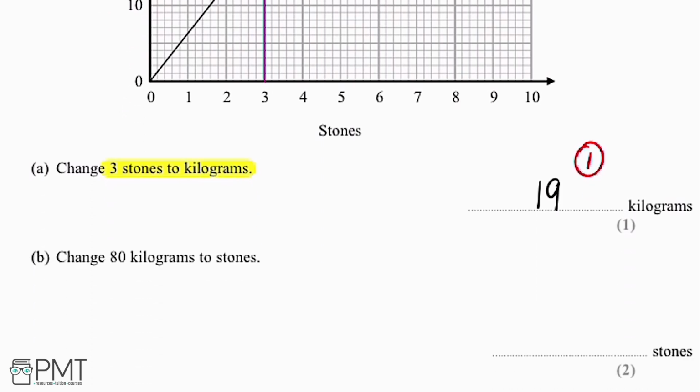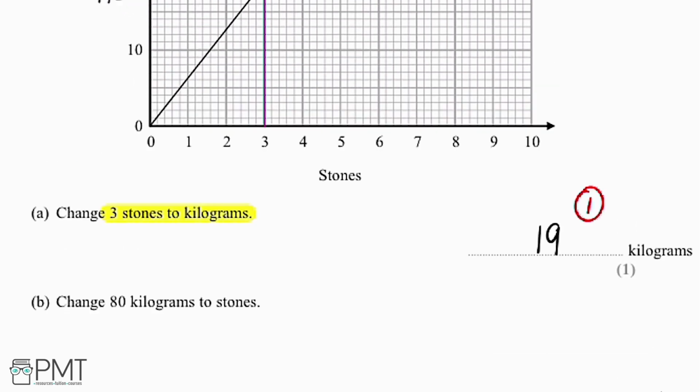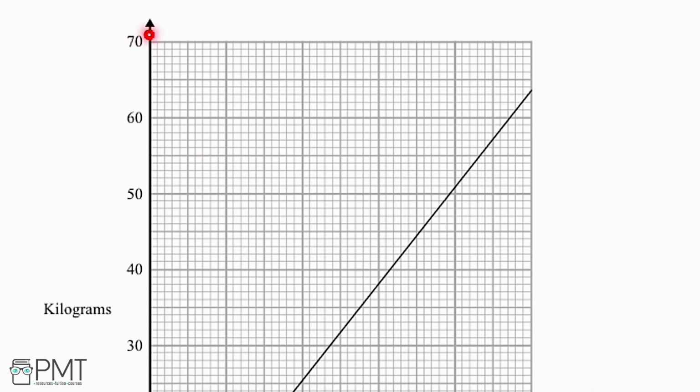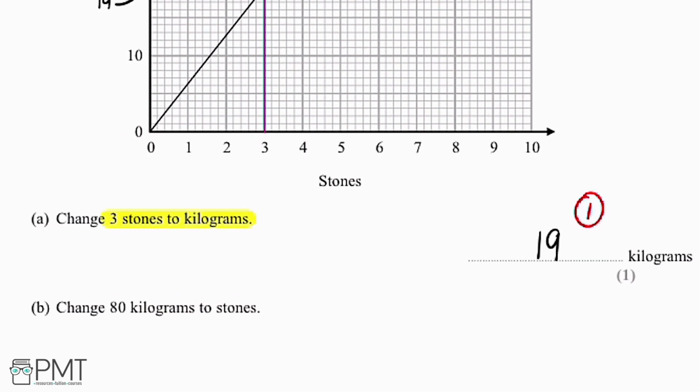Now part B says we need to change 80 kilograms to stone. If we have a look at our graph, we've got a problem, because our graph only goes up to 70 kilograms. This means we can't do the same as before. We can't just read off from here and see where it hits the line, because we haven't got that information. So what we can do instead is take our 80 kilograms and divide it by 2. So 80 divided by 2 gives us 40. And now 40 we can read off.